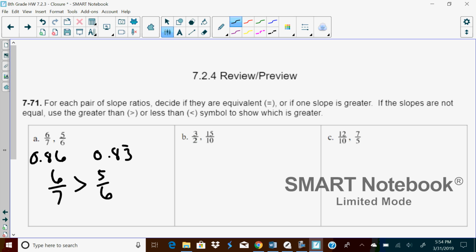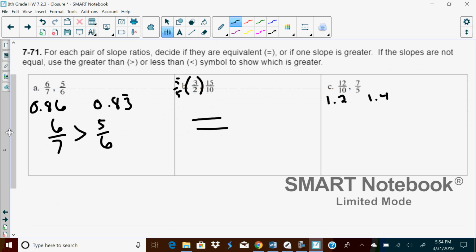3/2 and 15/10. If you multiply 3/2 by 5/5, you get 15/10. So they are equal to each other. And C, 1.2, 1.4 is what you get when you change them. So 12/10 is less than 7/5.